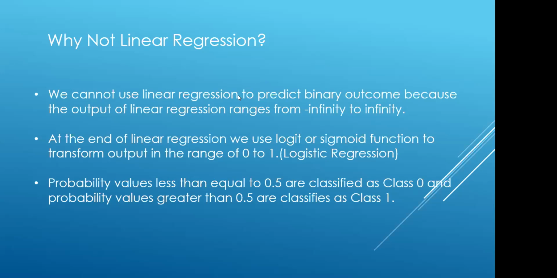It uses a threshold value. What does threshold value mean? It uses a value like 0.5 here. If the probability comes out greater than 0.5, it is classified as class 1, and if it is less than 0.5, it is classified as class 0. Okay.